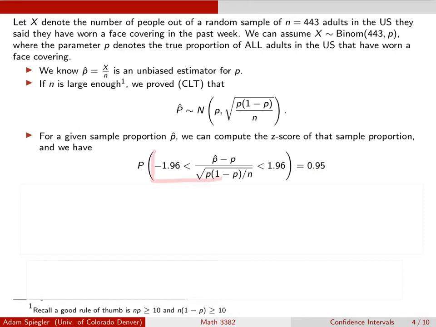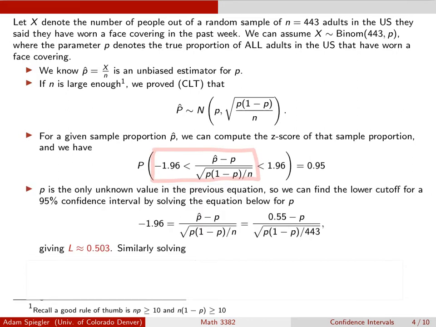So let's isolate one side of this inequality, say this part over here. Now, if you think about that equation, p is the only unknown in this equation. We know what p hat is, namely 0.55, so we can fill that part in. And we also know what the value of n is. We know that there were 443 people in the original sample. And so the only unknown, which I'm going to highlight in green, are these values for p. So here we've got an equation with one unknown, and so you could solve this for p.